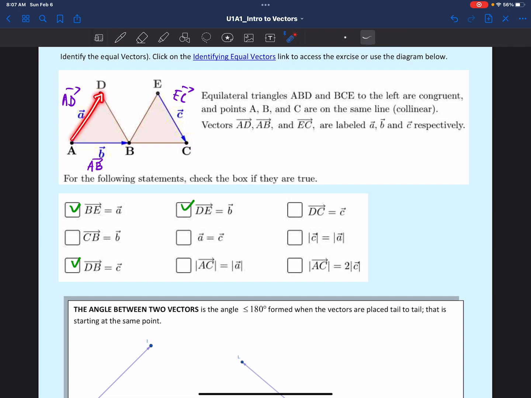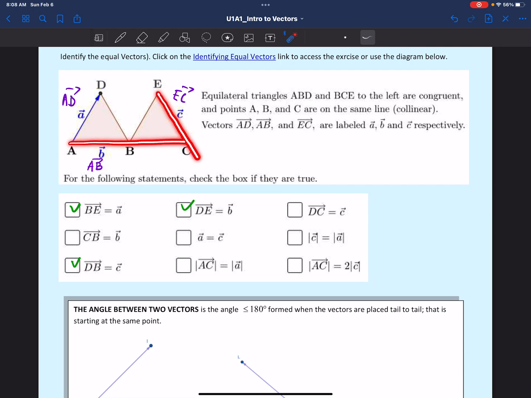Vectors A and C. So here is A, here is C. They point in different directions, so even with the same magnitude, no check mark there. The magnitude of AC, which means the length of AC, compared to the length of A: that's not true, they're not equal. DC and C: here's vector DC, and here's vector C. They're not equal.